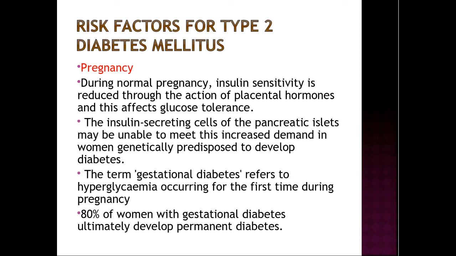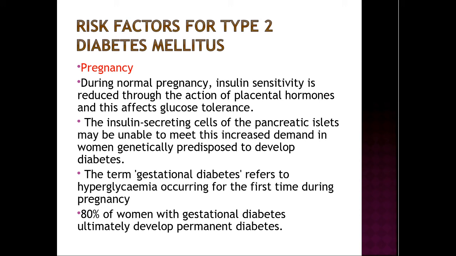About pregnancy. During a normal pregnancy, insulin sensitivity is reduced through the action of placental counter-insulin hormones, and this affects glucose tolerance. The insulin-secreting cells of the pancreatic islet may be unable to meet this increased demand in women genetically predisposed to development of gestational diabetes. The term gestational diabetes refers to hyperglycemia occurring for the first time during pregnancy.